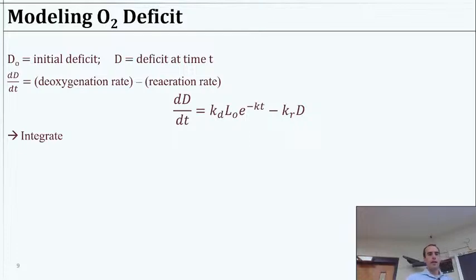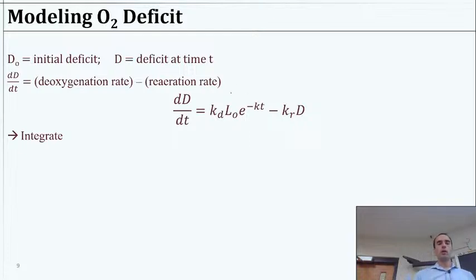All right, so if we want to model the deficit itself, we could say D naught is the initial deficit. D would be the deficit at any time T. So dD/dt, we can define as the rate of deoxygenation minus the rate of reaeration. So deficit, it's a little hard to think about, right? Deficit is a negative, so deoxygenation is a positive for deficit. Reaeration is a negative for deficit. So it feels a little backwards, but we can define the rate of change for the deficit in this manner. Okay, so the deficit grows. It's a growth reaction if we have deoxygenation happening.